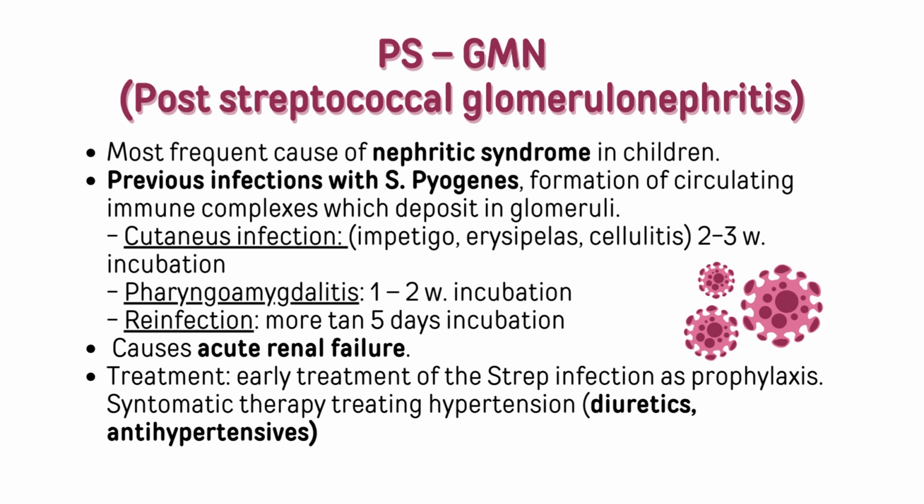The treatment consists of treating the strep infection as a prophylaxis. If the nephritic syndrome develops, symptomatic therapy treating hypertension must be given, with diuretics and antihypertensives. If conservative therapy fails, dialysis is indicated.